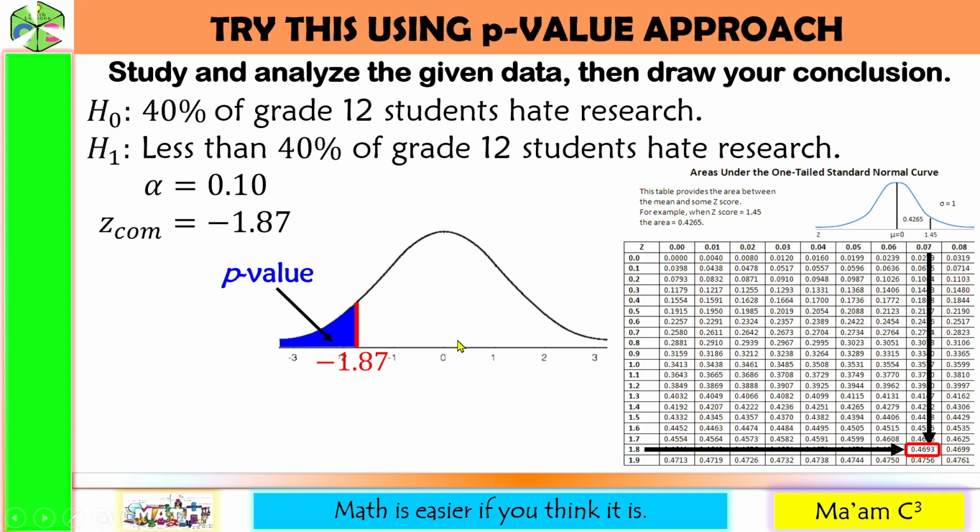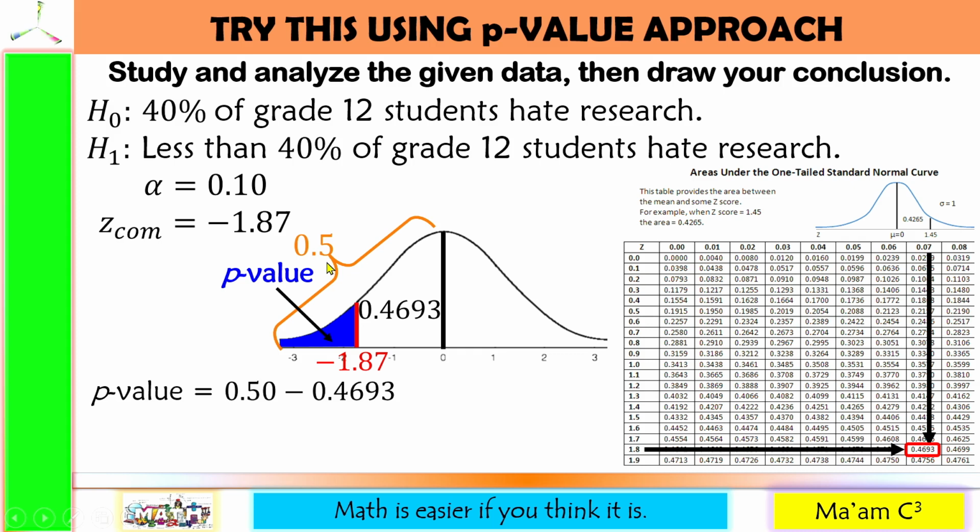This area again is from the mean up to negative 1.87. And we don't need this area. What we need to compute is the shaded region here. To do that, we know that half of the normal curve is 0.5. Let us subtract 0.4693 from 0.5. And this will give us 0.0307. This is the p-value that we are looking for.